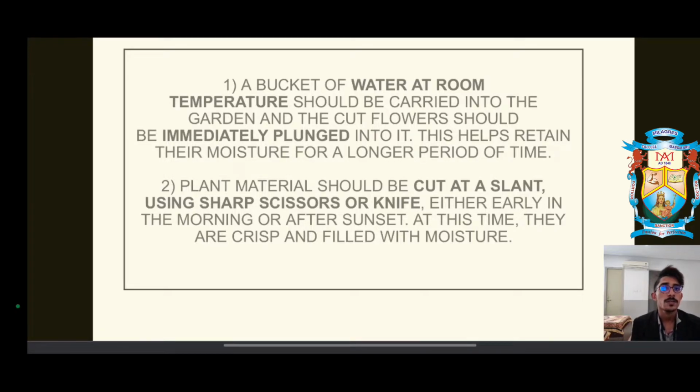The second point is the plant material should be cut at a slant position using a sharp knife or a scissor, what we call a cicature. It is also done early in the morning or after sunset, so that we can retain more of the moisture.